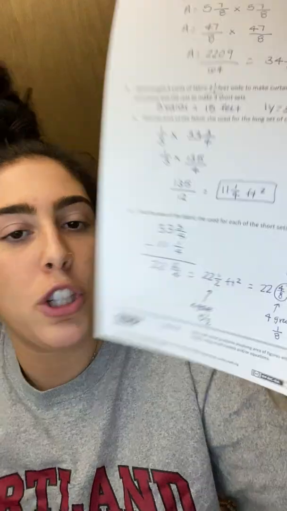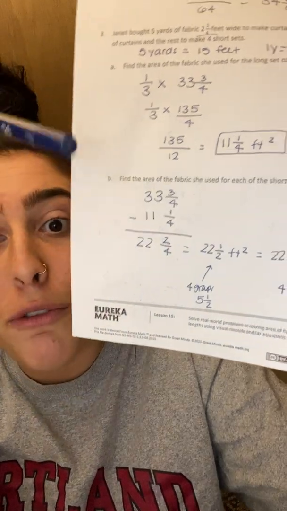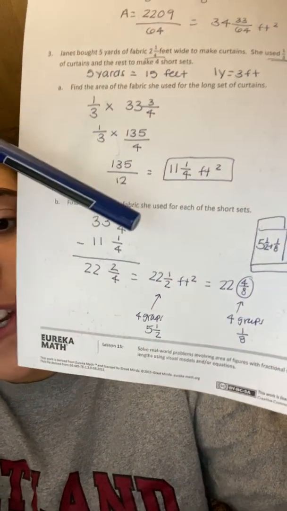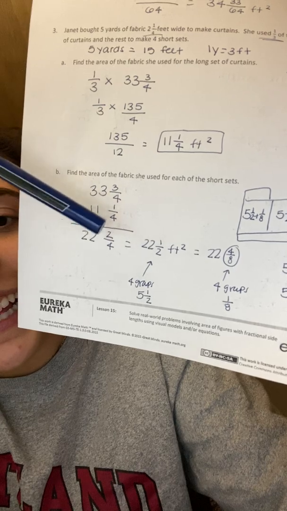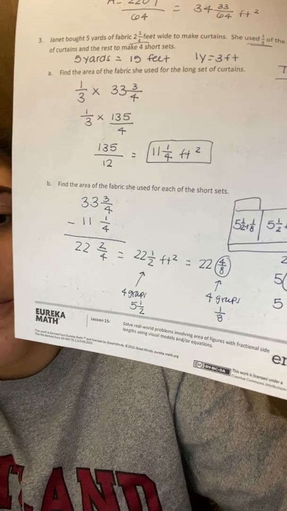So this one kind of took a little bit longer. So this is the way that I started it and I did it. So I took my 33 3/4 and I subtracted it from 11 1/4, and I got 22 2/4, which then simplified to 22 1/2. If you were to divide 2/4, the numerator and denominator by 2, you would get 1/2.